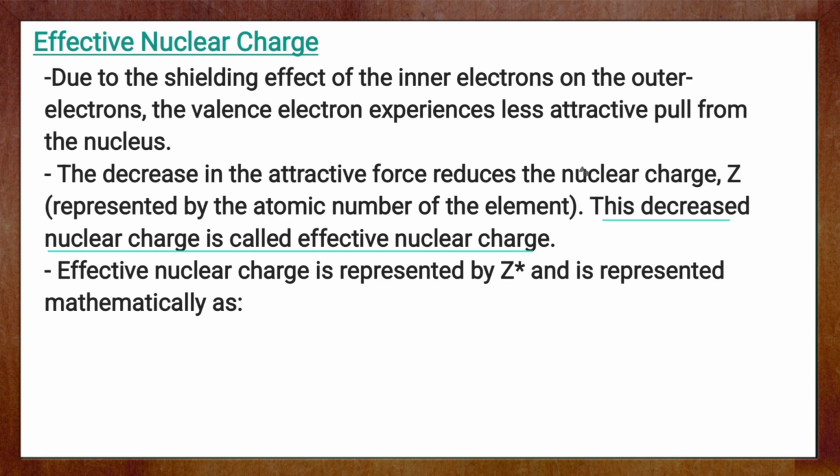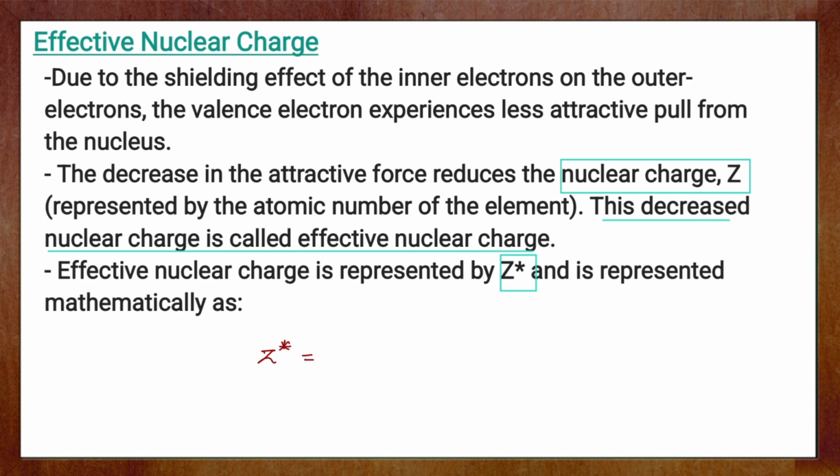Now because of this screening effect, the nuclear charge experienced by the valence shell electron is decreased, and that decrease observed in the nuclear charge is what is called the effective nuclear charge. We all know that the nuclear charge is represented as Z, and the effective nuclear charge we represent as Z star.